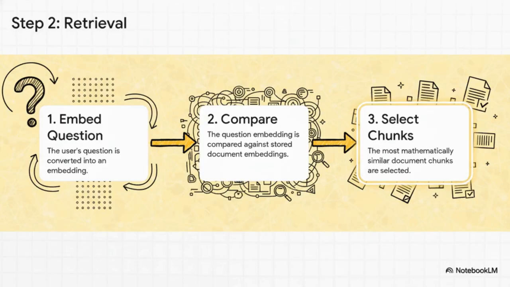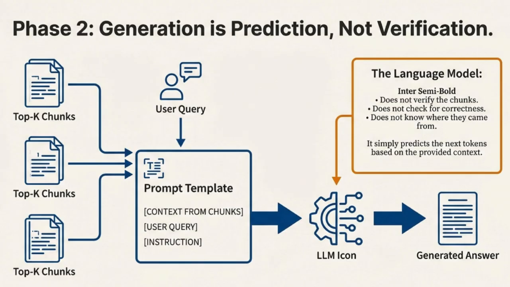Coming to the next component, retrieval. When a user asks a question, the system does the same thing again. It turns the question into numbers. Then it performs a mathematical similarity search, finding the document chunks whose embeddings are closest to the question's embedding. Notice what's happening here. This is called pattern matching, not reasoning, not understanding.